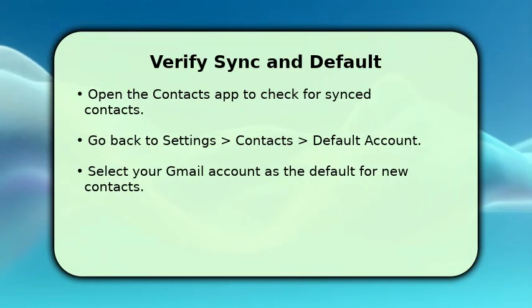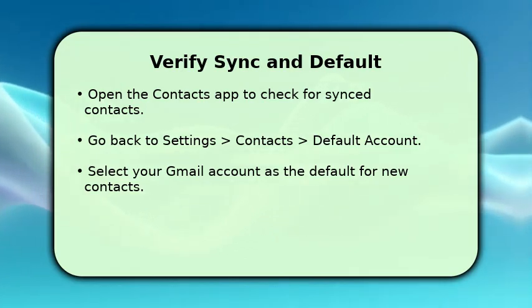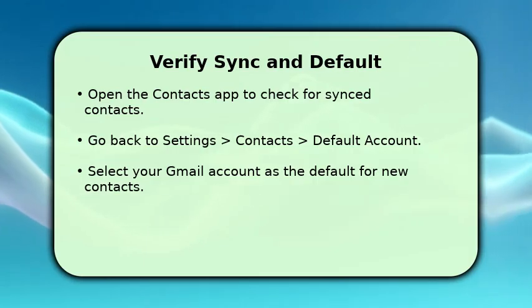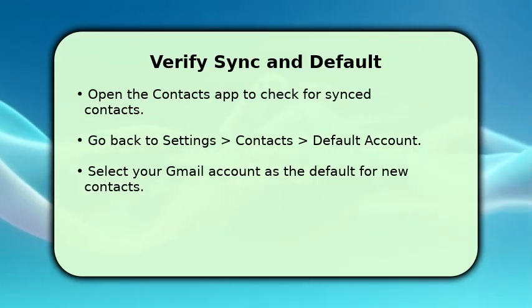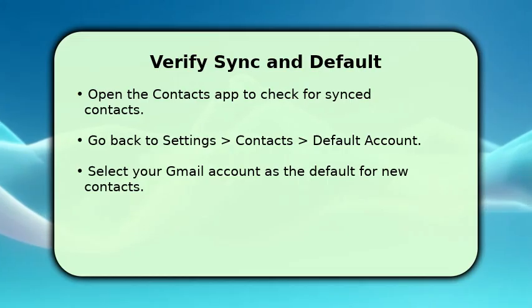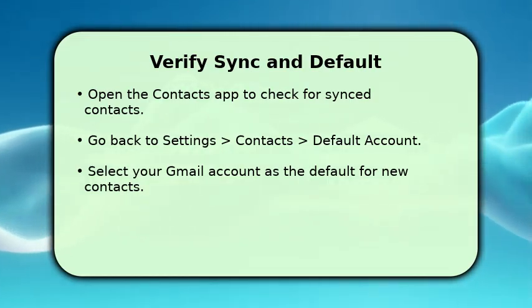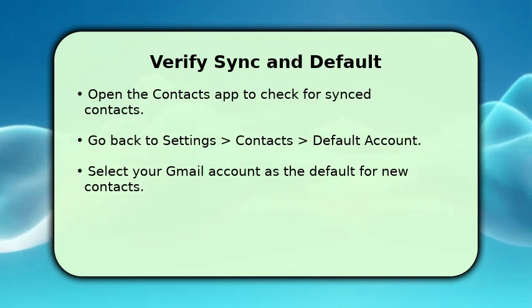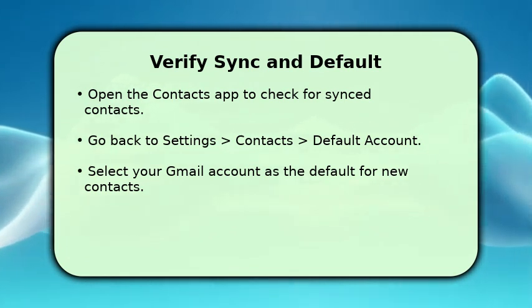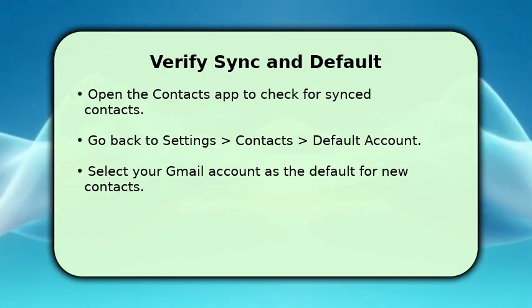To verify the sync, open your Contacts app and look for your Gmail contacts. If they are not immediately visible, go back to Settings, then Contacts, and tap Default Account. Here, select your Gmail account as the default for any new contacts you create. Remember, the initial synchronization might take a few minutes, especially if you have many contacts.